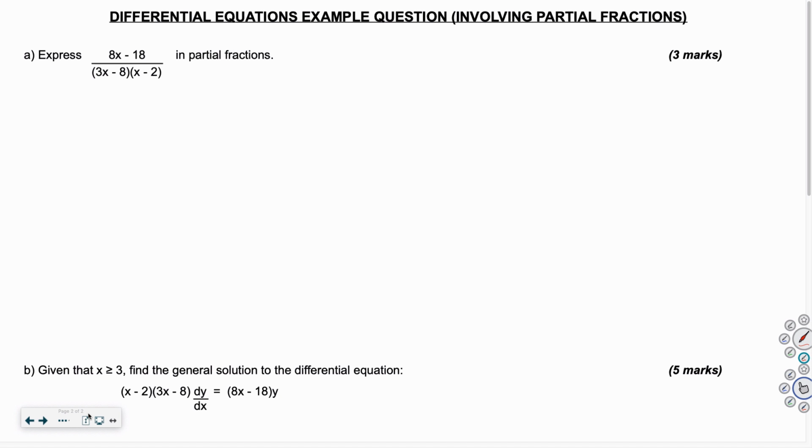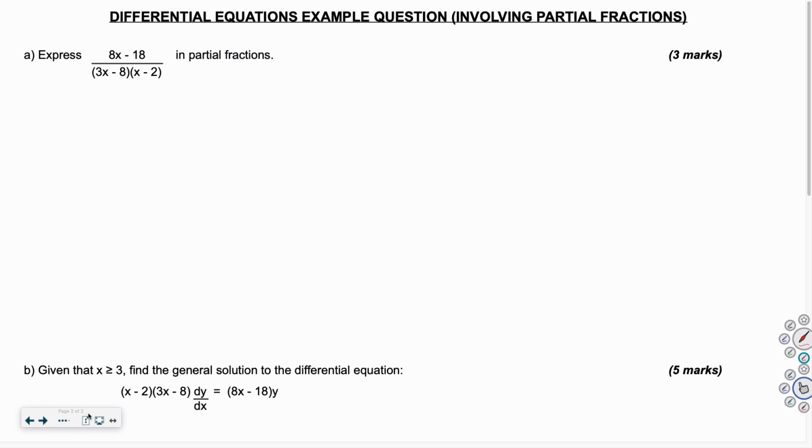So in this video we're going to be working through a differential equations exam question involving partial fractions. This is on the A-level specification. Part A says express (8x minus 18) divided by (3x minus 8)(x minus 2) in partial fractions.